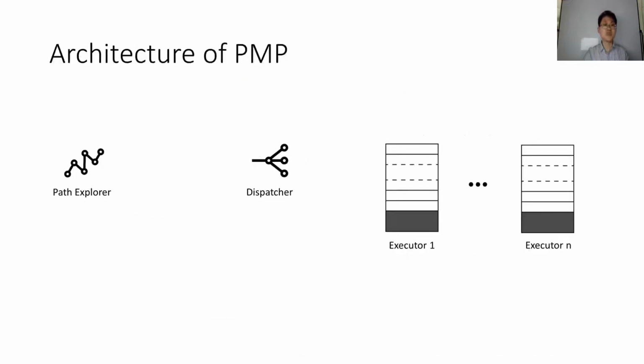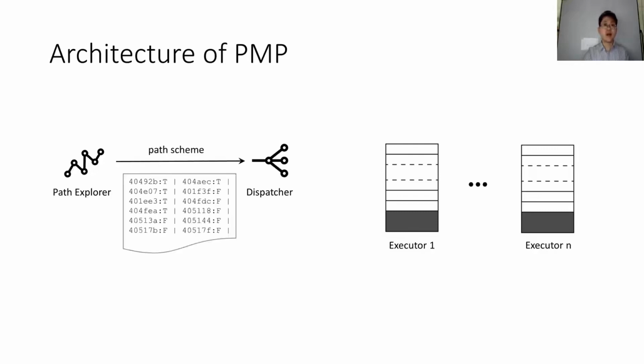Now we are going to introduce our work, PMP. PMP consists of three components: the path explorer, the dispatcher, and executors. Given a target binary, the path explorer systematically generates a sequence of branch outcomes to enforce, including the addresses of the conditional instructions and their true or false values. We call it a path schema.